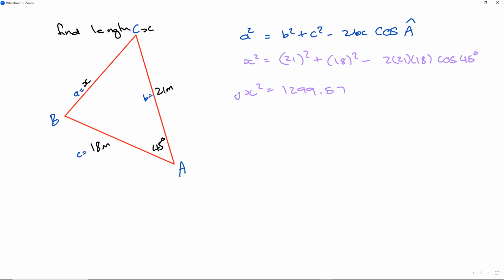1,299.57. And then square rooting both sides. So square rooting this answer comes to 36.05. And that's going to be the length in meters. So x is equal to 36.05 meters. Done.